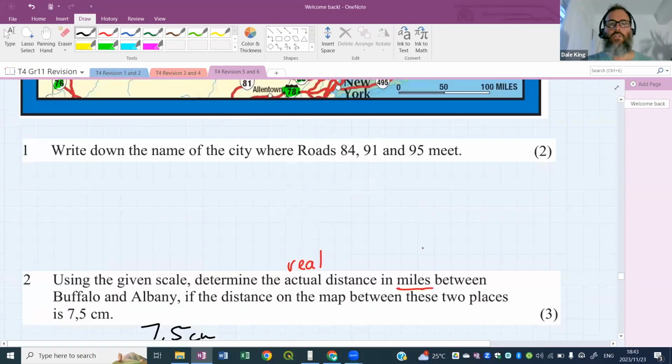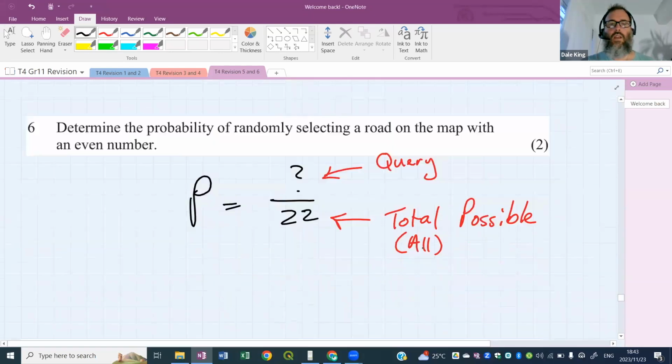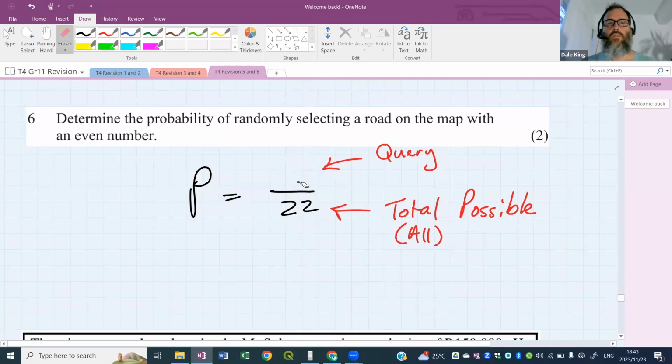even numbers. So there's 10 out of a possible 22. All right. You guys see that? So always a fraction. At the bottom of the fraction, all the possible options you can have. At the top of the fraction, the query that the question is specifically referring to. And then sometimes I ask you to show this probability either as a decimal or percentage.